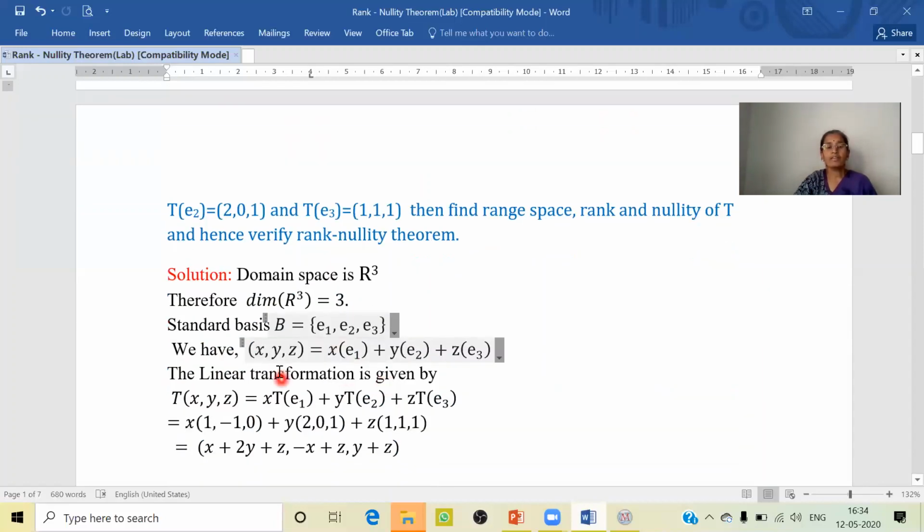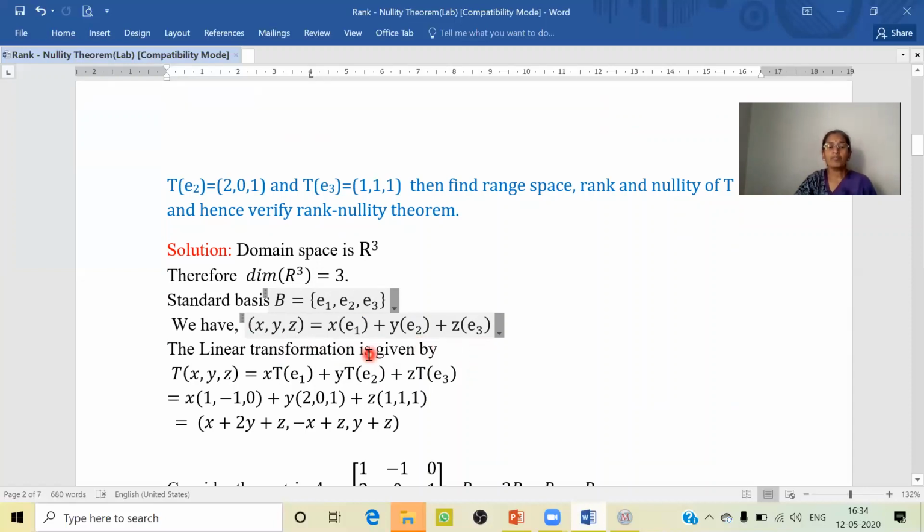And we know that any element in R cube, (x, y, z), can be written as x into E1, plus y into E2, plus z into E3. Let us apply T on both sides. We get T of (x, y, z) is equal to x into T of E1 plus y into T of E2 plus z into T of E3.